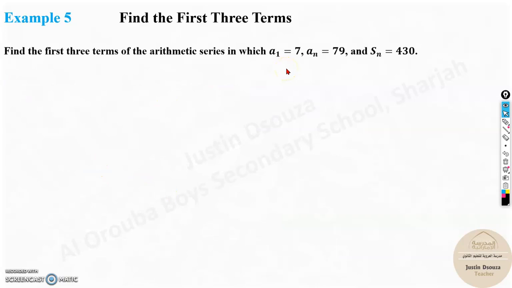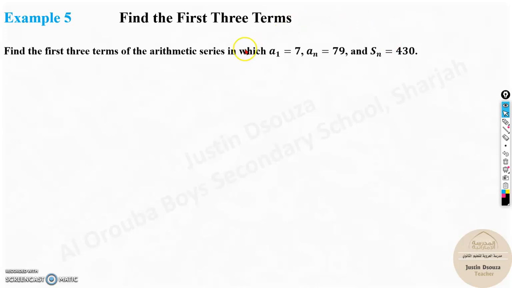Now, over here, the next problem is to find the first 3 terms. It's very simple. We have done this, finding the terms, but here look at the given. a1, the first term, is given, an, the last term, is given, and the sum of n terms is given. So now here you need to find the first 3 terms. We need the d value, otherwise we cannot go anywhere. So how do you find the d value? You can't find the d value directly.